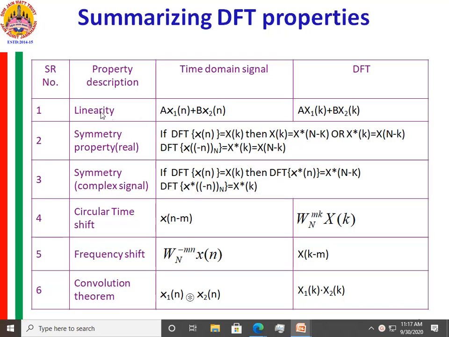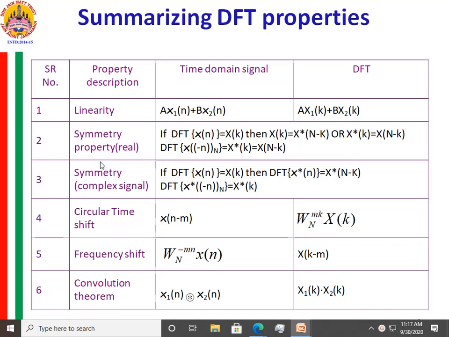The linearity property of DFT. If you know the DFT of x1 of n, which is X1 of k, and x2 of n's DFT as X2 of k, then the DFT of the combined signal, which is a x1 of n plus b x2 of n, will be a X1 of k plus b X2 of k.